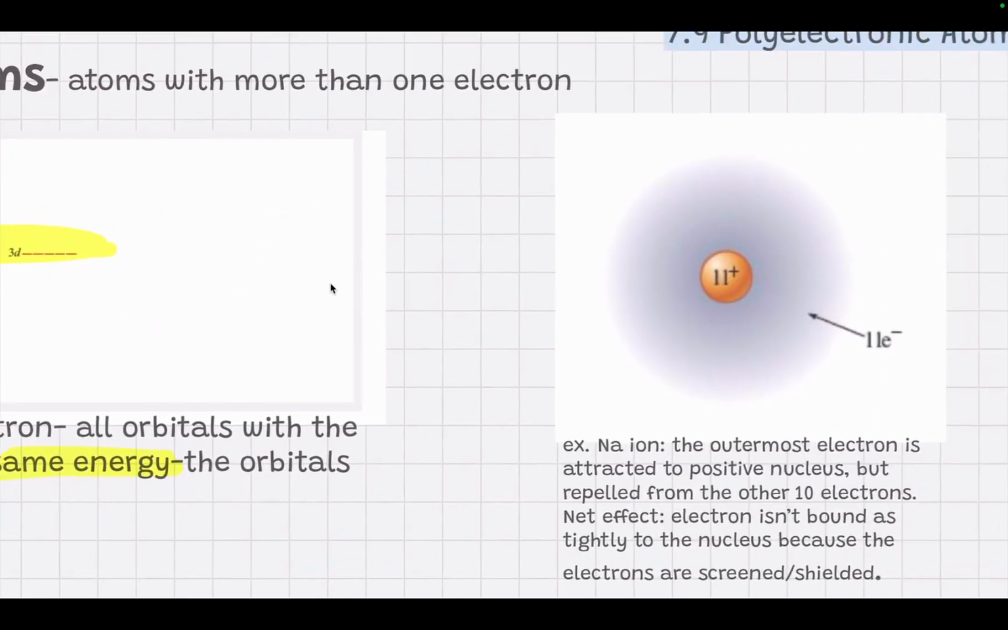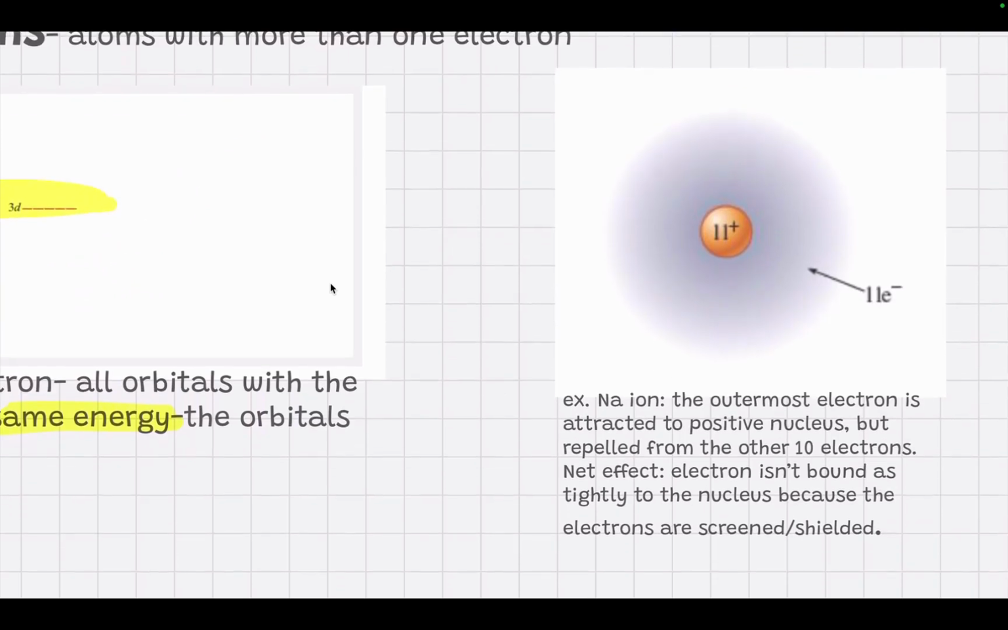But when you have an atom that has more than one electron, we'll think about this representation over here of sodium with 11 protons, and let's assume it has 11 electrons, that it's neutral. The outermost electron here, if we think about the configuration of sodium, its valence electron is in the third level, so 3s1. There's one valence electron.